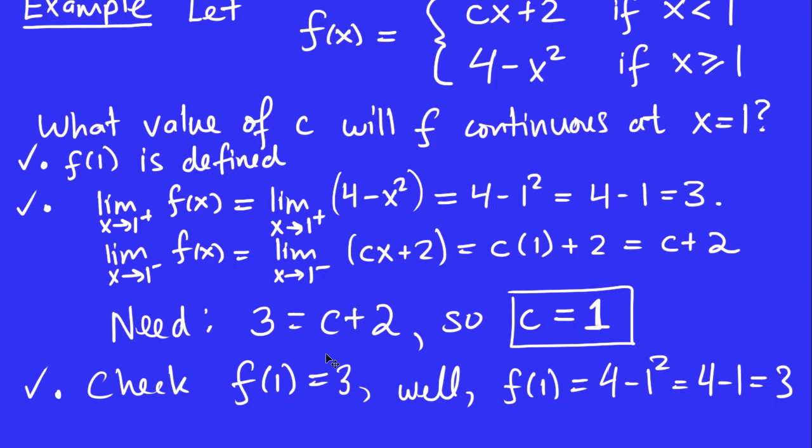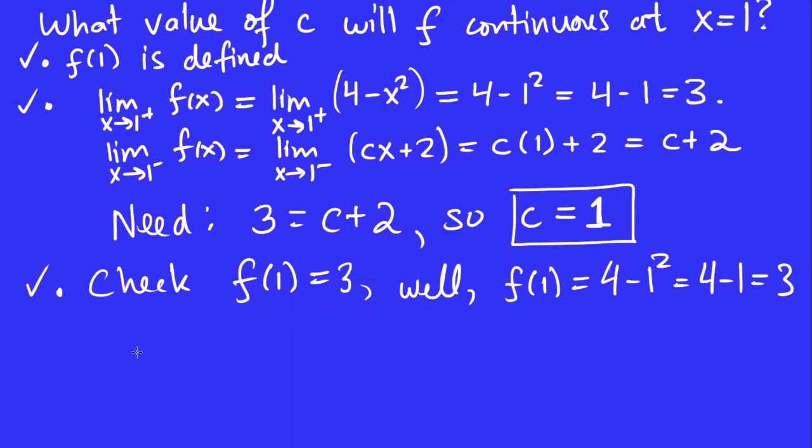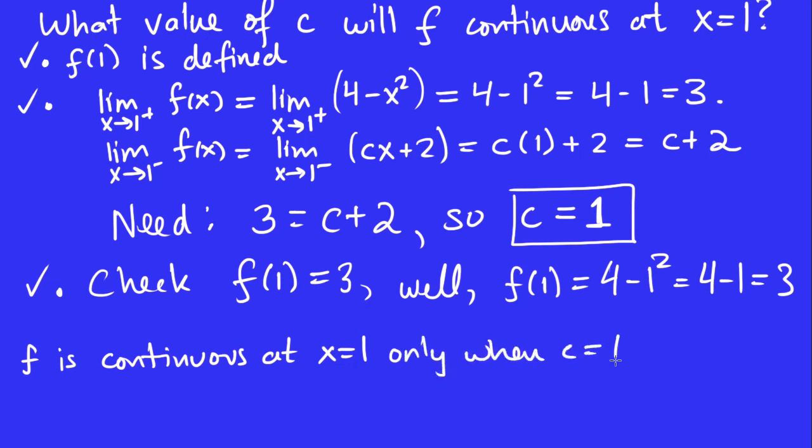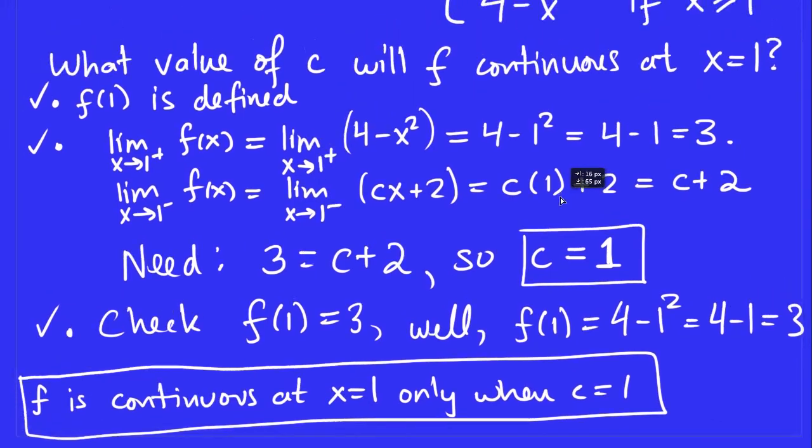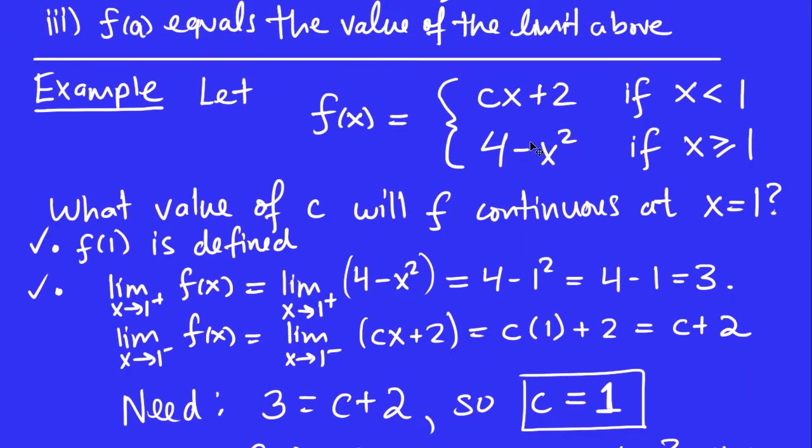So our conclusion is, it's always nice to write a little quick sentence: f is continuous at x equals 1 only when c is equal to 1. So this is a very typical example. You can expect problems like this, and it's not too bad. We'll do some more, and then we'll get a little bit better feel for it.